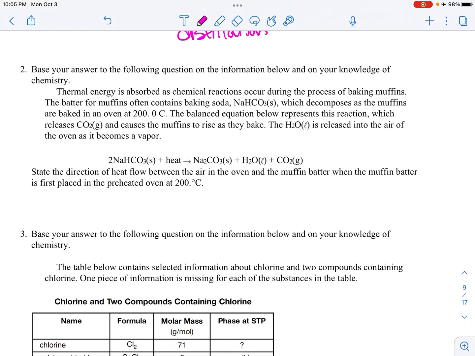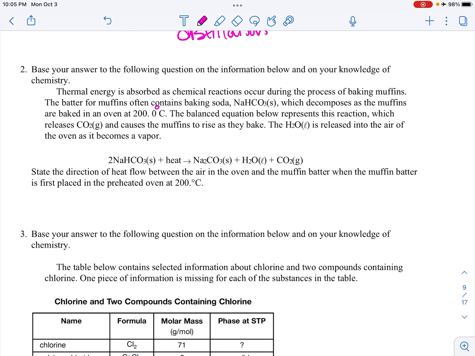All right, thermal energy is absorbed as chemical reactions occur through the baking of muffins. Batter for the muffins often contains baking soda, which is sodium bicarbonate, which decomposes as the muffins are baked at 200 degrees Celsius. The balanced equation below represents this reaction, which releases CO2 gas and causes the muffins to rise as they bake. The H2O liquid is released into the air of the oven as it becomes a vapor. State the direction of heat flow between the air in the oven and the muffin batter when the muffin batter is first placed in the preheated oven at 200 degrees.